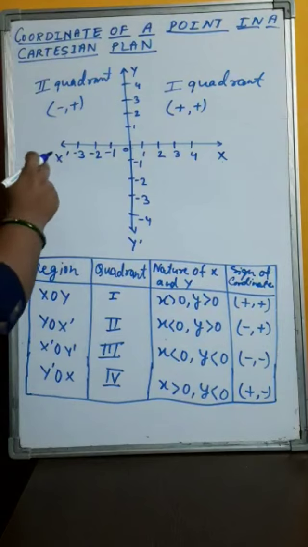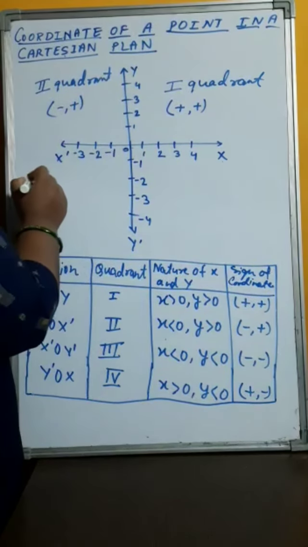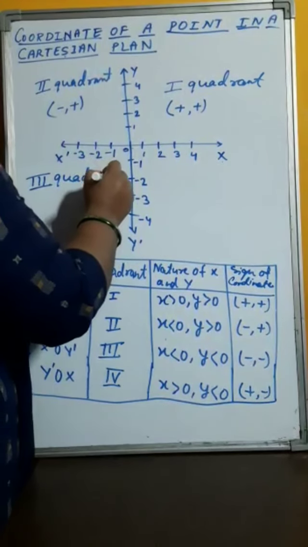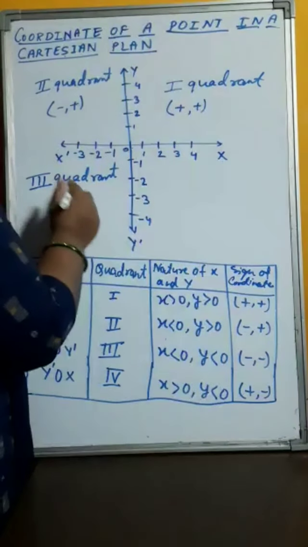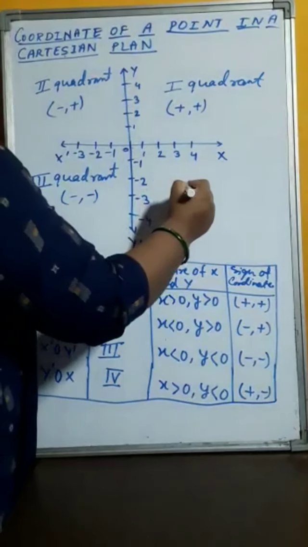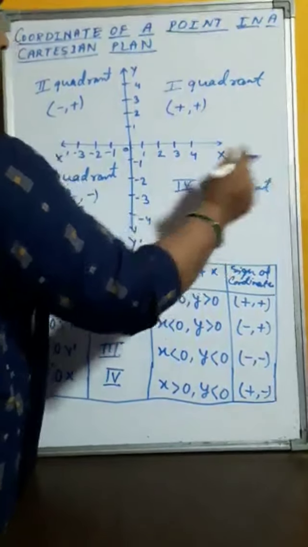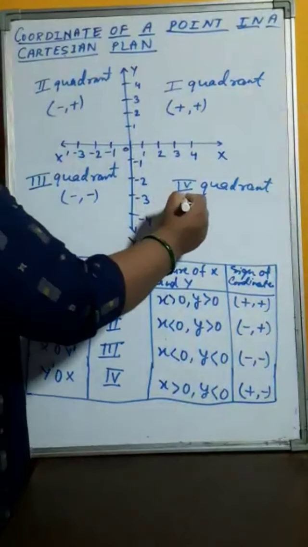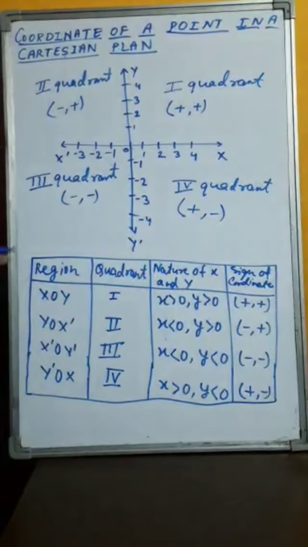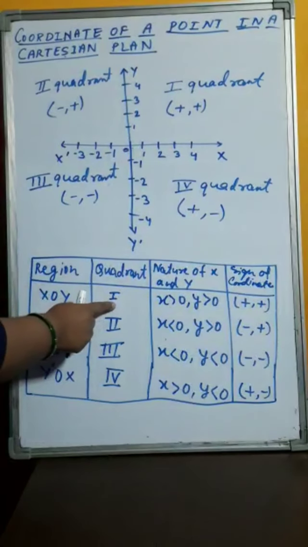So we can write like this. The third region, X dash OY dash, is known as the third quadrant, and here x is negative and y is also negative. This is the fourth quadrant. This region is XOY dash. Here x is positive and y is negative. The same thing is written here. XOY, the first region, is the first quadrant.